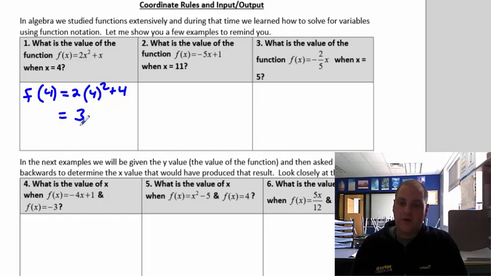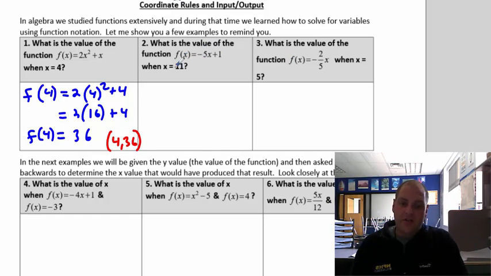I don't want to skip too many steps. This is 2 times 16 plus 4. 32 plus 4 is going to be 36. So f of 4, just carry that down, f of 4 equals 36. X is 4 and the y value is 36. So that means on a graph, we're talking about the point 4, comma 36. Okay?